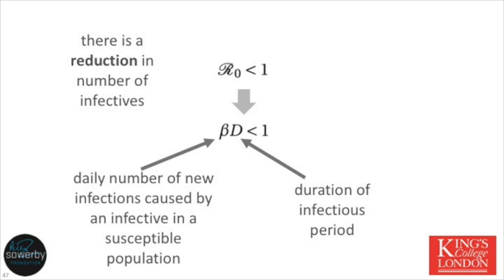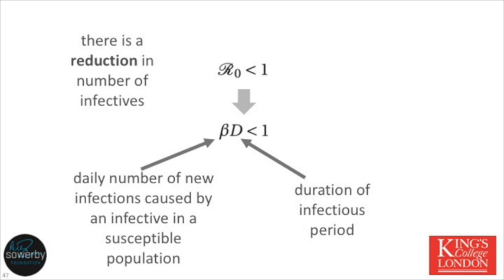Consider the infected person who infects beta people in a day. He is infectious for D days, and therefore he infects overall, on average, beta times D people. At the end of D days, he is no longer infectious but has recovered. So that is one fewer person infected.